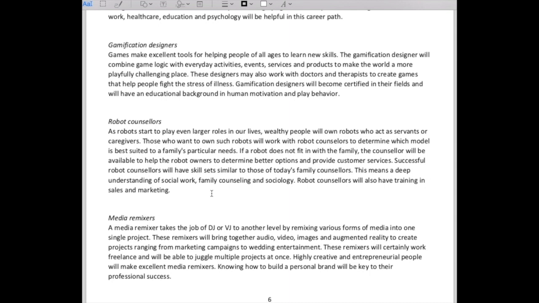For example, option. Here is the word option. So let's have a look. Is this the relevant part? If a robot does not fit in well with the family, well, this is an expression to mean there are some problems with the robot. So we can say that this part is relevant. So, in this situation, the counselor will be available to help the robot owners, let's have a look, to determine better options, that is what we already have in the task, and provide customer services. This is the relevant part. So let's take this and put it in our task.